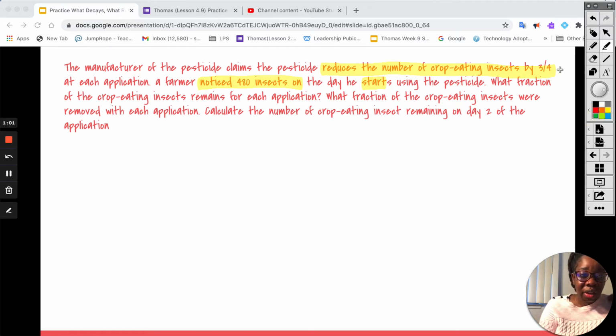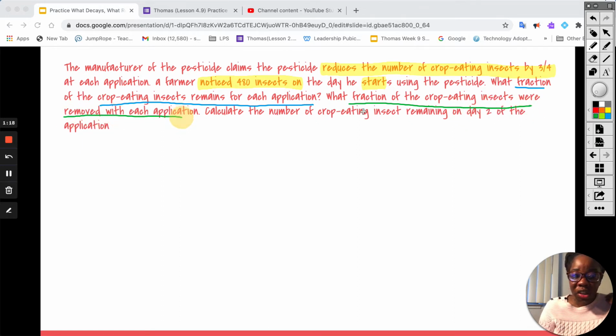What questions are we answering? We want the fraction that remains for each application. We also need the fraction that is removed with each application. And lastly, we want to calculate the number of insects after the second application.